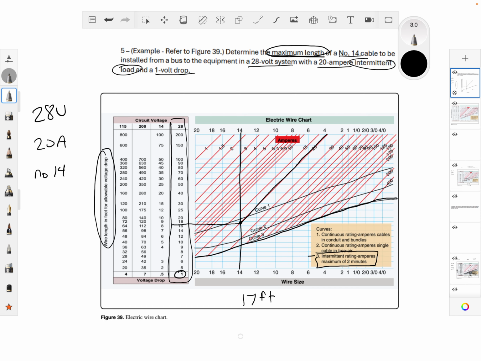So what we just figured out was that with a 20 amp load in a wire with an intermittent rating, knowing the wire size is 14, for this wire to be safe, the longest distance we could run it would be 17 feet.